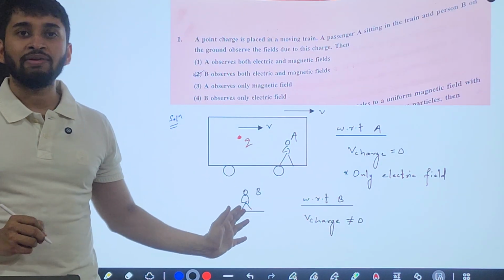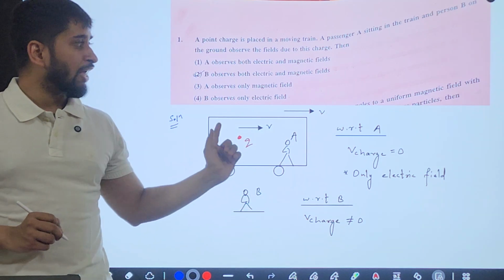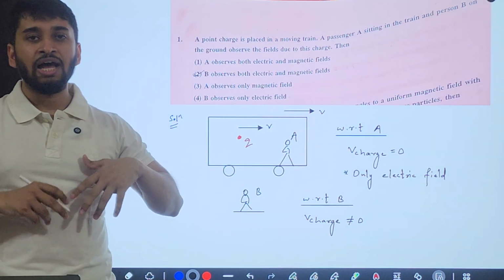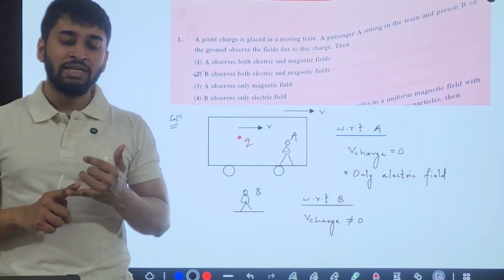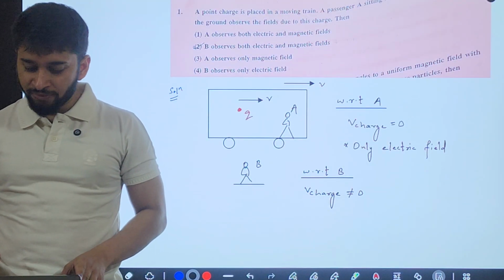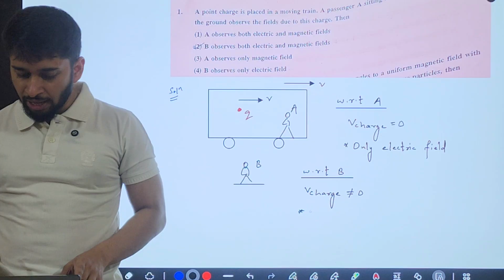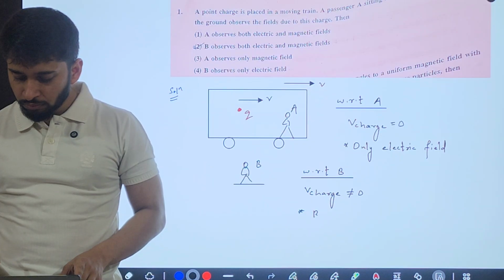So in the frame of B, what is happening? In the frame of B, the charge q is actually moving, and if a charge is moving with constant velocity, you know that a moving charge will produce both an electric field as well as a magnetic field, right? So both.